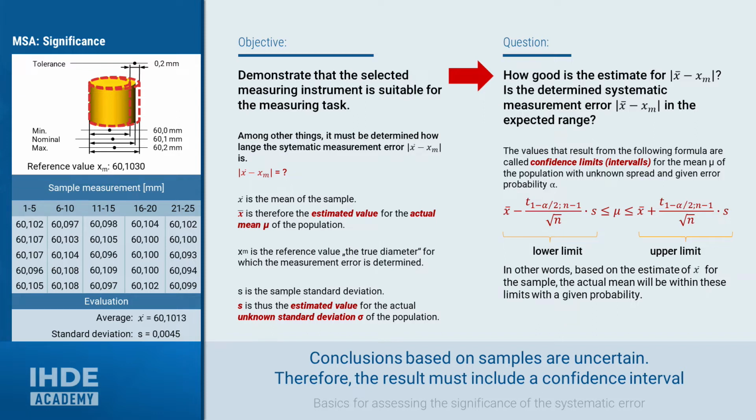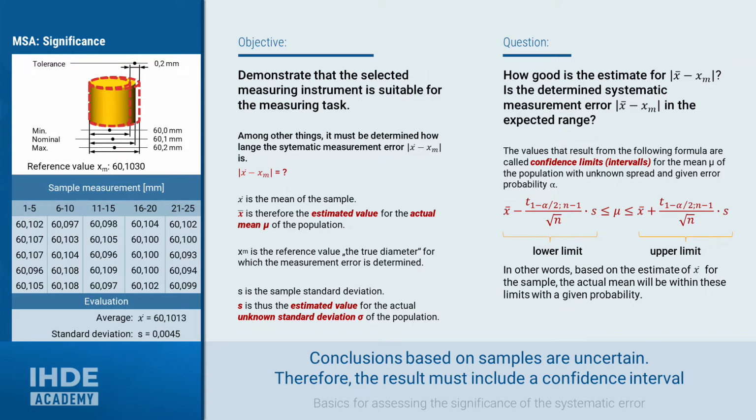Basically, the larger and more representative a database is, the better and more significant are the conclusions that can be derived from it. Conversely, this also means that these conclusions always contain a certain degree of uncertainty. To take this uncertainty into account, one does not simply state an absolute value, but also says that the actual value is to be expected in a certain range. This range is called the confidence range.